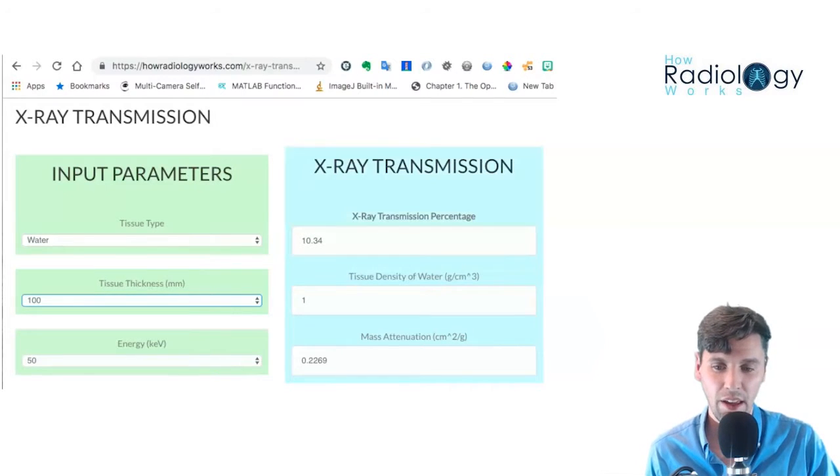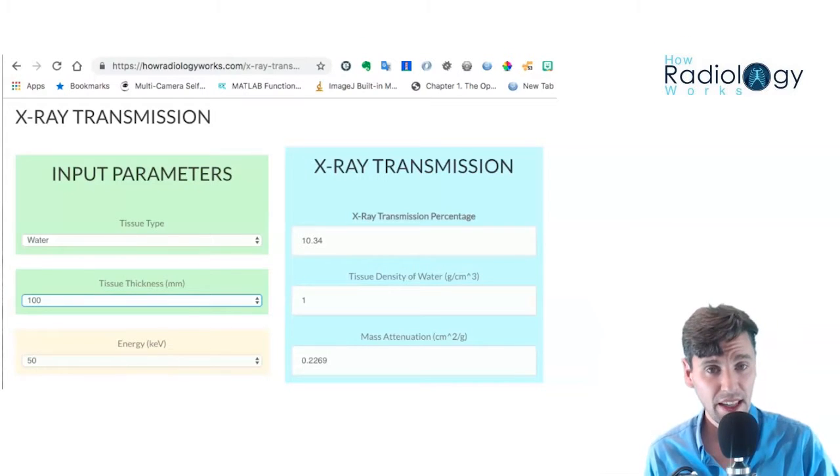But let's start thinking about the other parameters now. So we have water, and we're dealing with 50 keV, and 10% made it through. So what's going to happen if we switch this from 50 keV X-rays to 80 keV X-rays? Are more or less X-rays going to make it through? So if you're a practicing technologist, you'll know that when we need to have more penetration through the patient, we go to higher keV, namely higher kVp on the system.